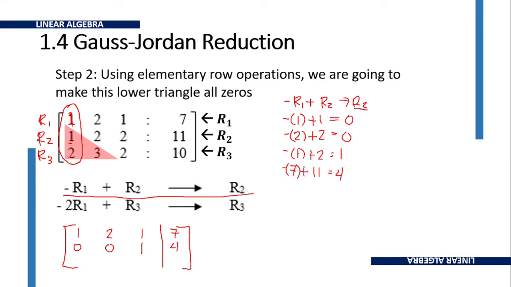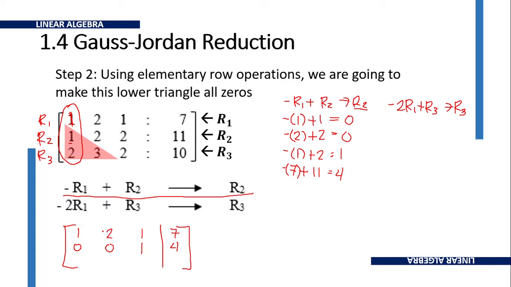Okay? Itong ating third row. So, we have here negative 2 R1 plus R3, or it will be the new R3. So, bakit ito yung naisip ko? Kasi, negative 2 R1. So, ano bang R1? 1. So, magiging negative 2 R1. So, negative 2 times 1 is negative 2. Plus yung third row natin na 2. So, negative 2 plus 2 is 0.